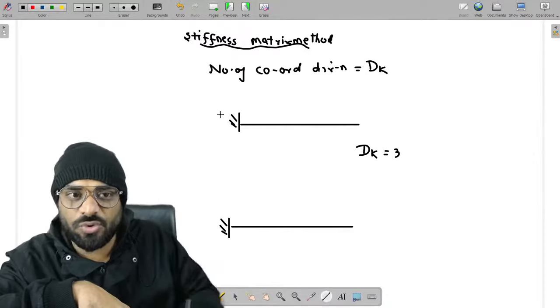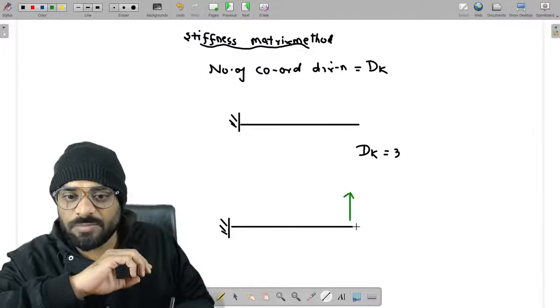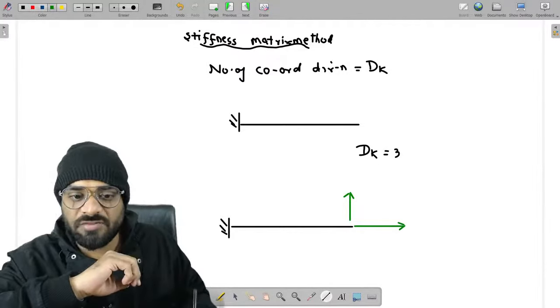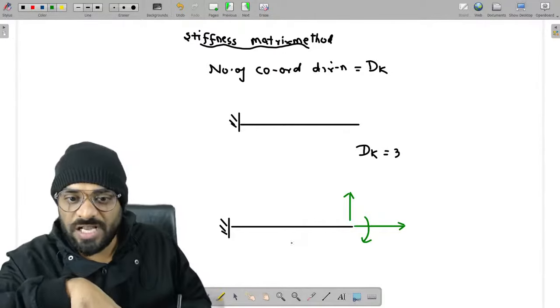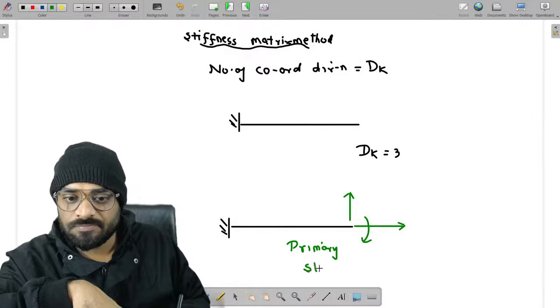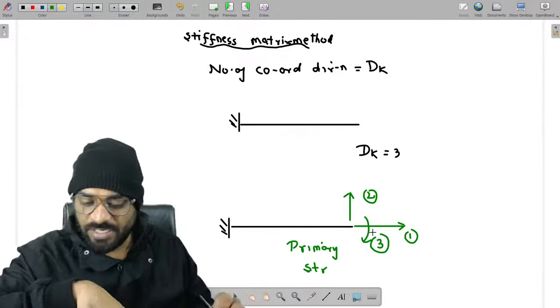So in this case you don't have to change the support condition, right? Our support condition will remain the same. But in case of flexibility matrix method, we have to change it, and this is our primary structure. 1, 2, 3. Getting a point?